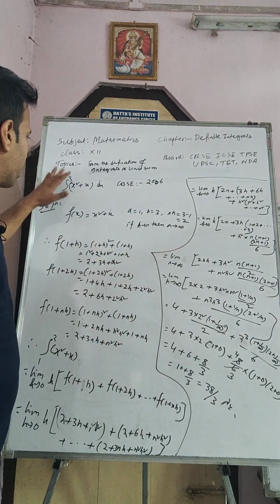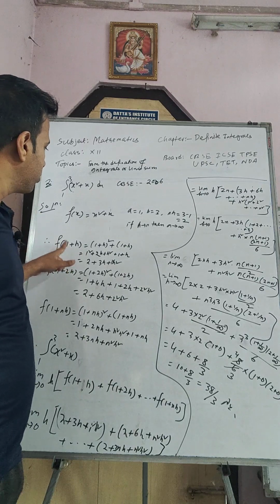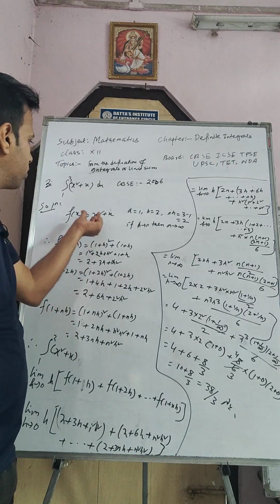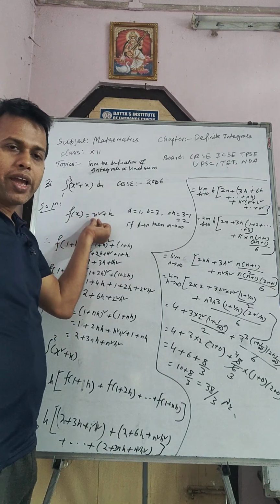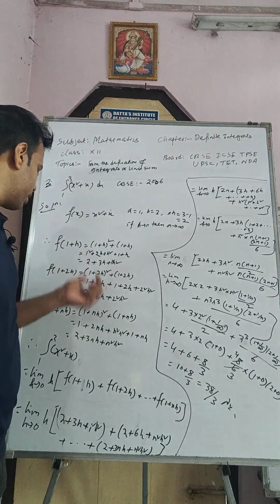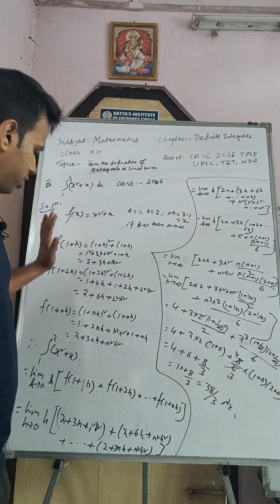Okay, fine. So I find what will be the value of f(1 plus h), f(1 plus 2h), f(1 plus nh). I just replace the value of x by 1 plus h, and again 1 plus 2h, and again 1 plus nh. And after that I use the formula.